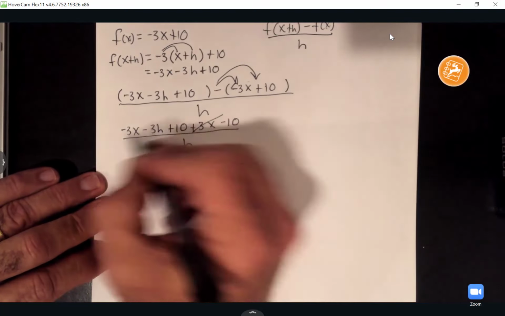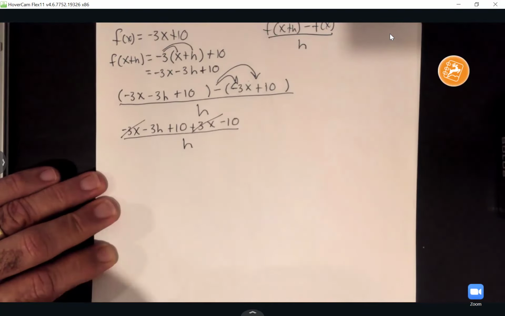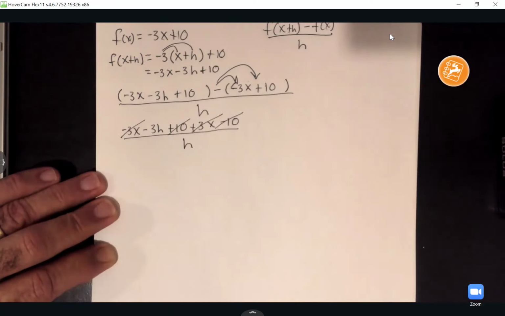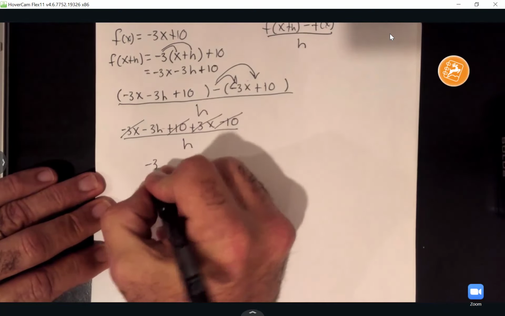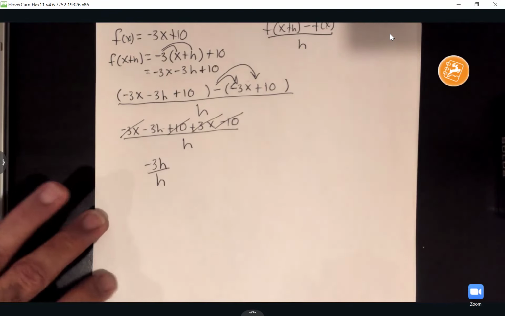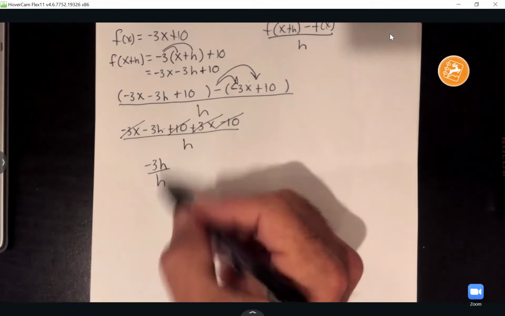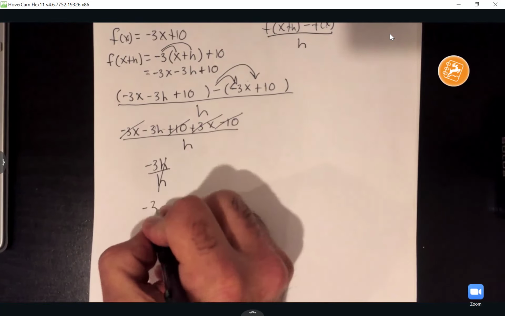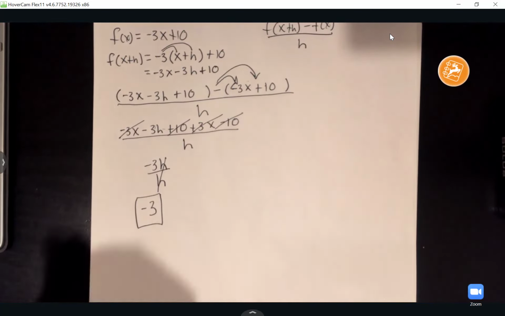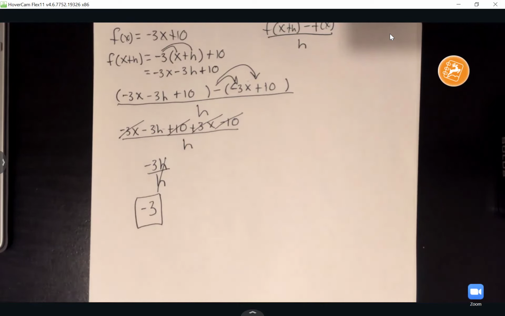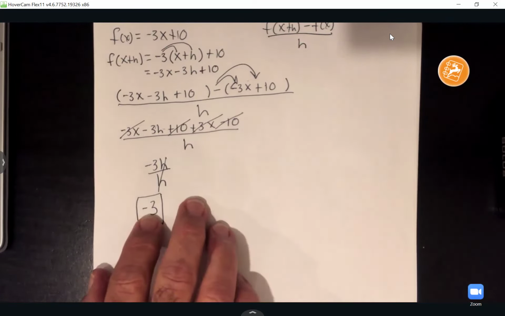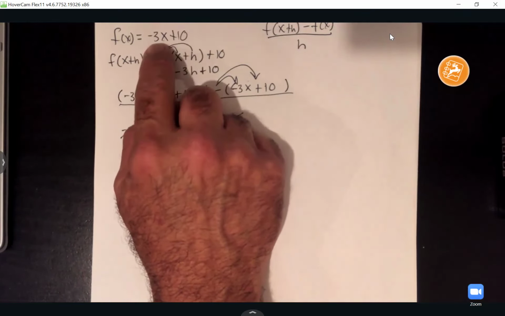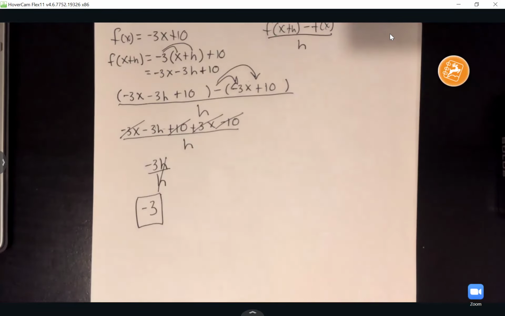And y'all, it's true. This 3x cancels with the -3x. This -10 cancels with the +10. So look, I get a -3h over h. And at this point, I cancel the h's. And y'all look at that. My final answer is that -3. So on this one, it's not bad. If you know about lines and know the mx plus b stuff, this is basically finding the m, okay?